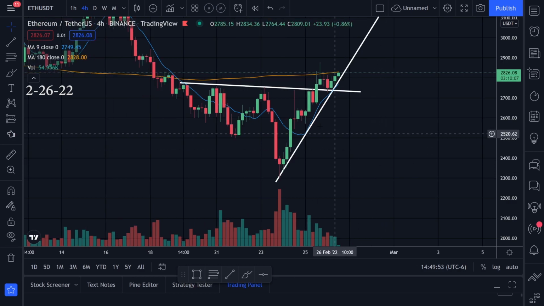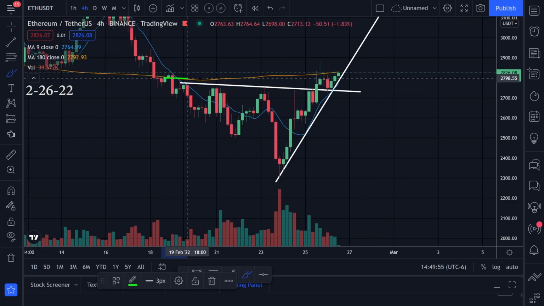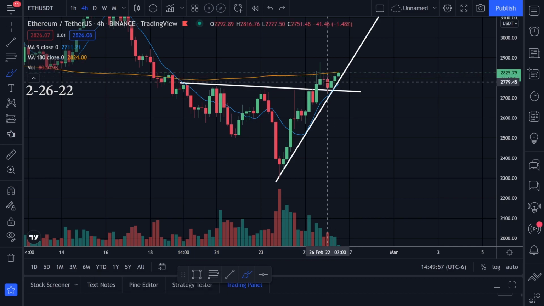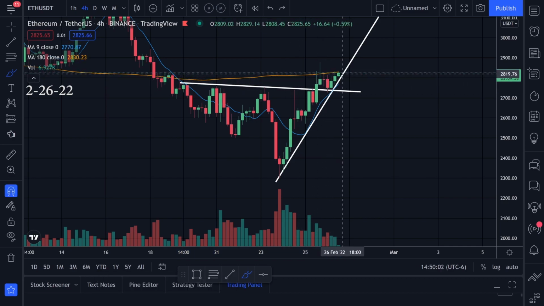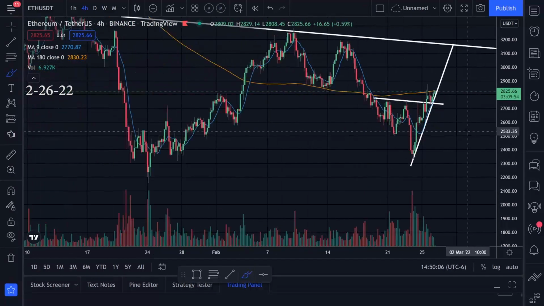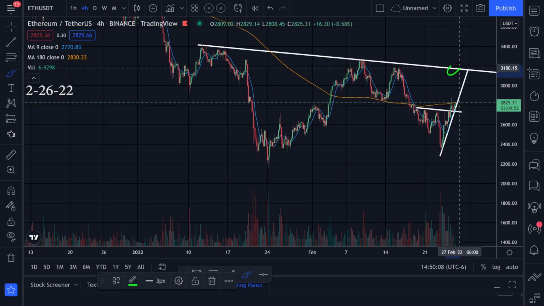If you notice, we're on the 4-hour time frame right now, and it looks like we're having some trouble on this 180 moving average right here. We came up to it, we're getting resistance on it. I think if we could break this 180 moving average sitting at 2,830, I think that's going to be our next signal that we could possibly come up to this area up here.